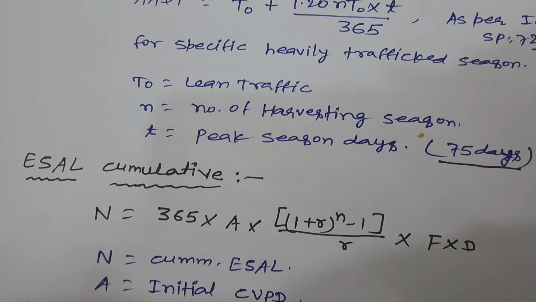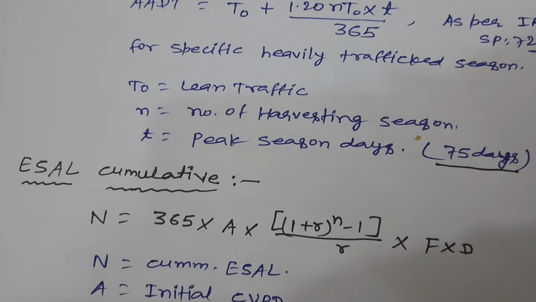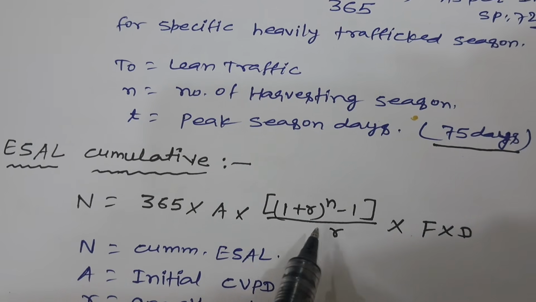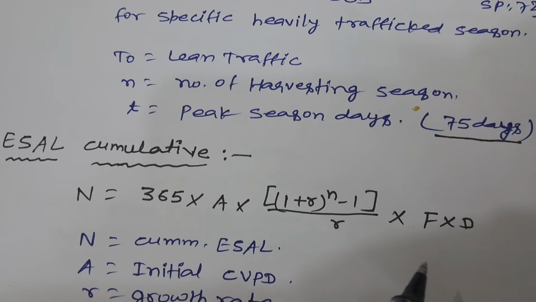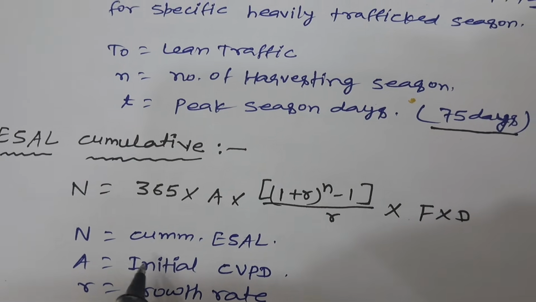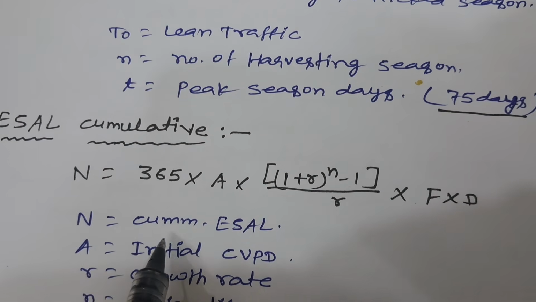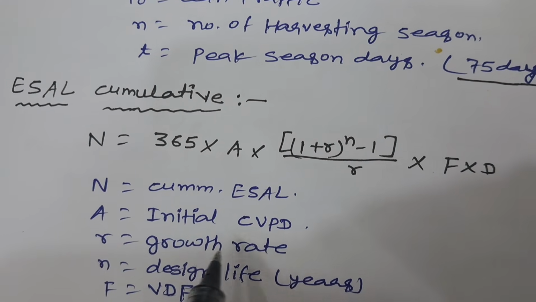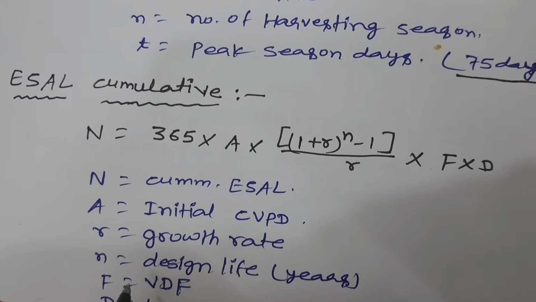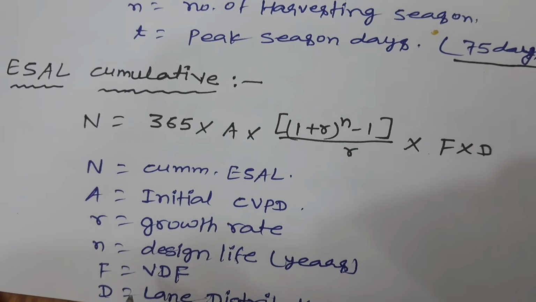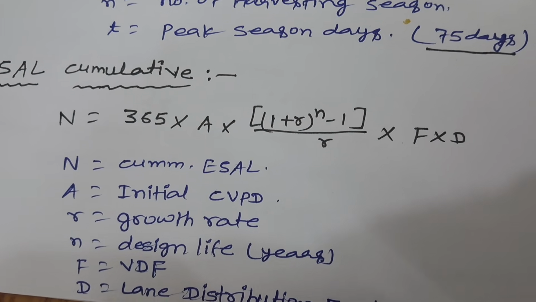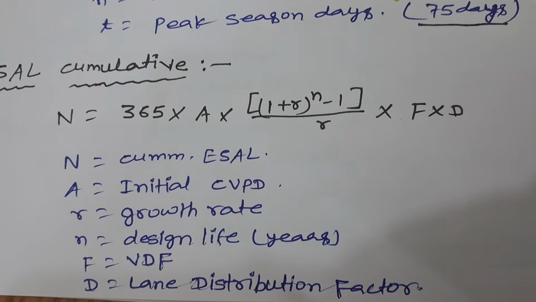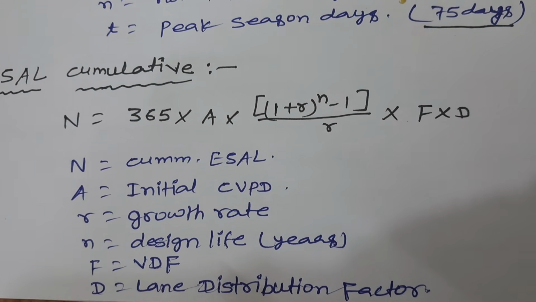Next is ESAL. N is equal to 365 into A into (1 plus R to the power n minus 1) divided by R into F into D. Here, what is N? Cumulative ESAL. A is equal to initial commercial vehicles per day, R is equal to growth rate, and n is the design life in years. F is equal to vehicle damage factor, and D is the lane distribution factor. 1 is considered for single lane and 0.75 is considered for 2 lane.